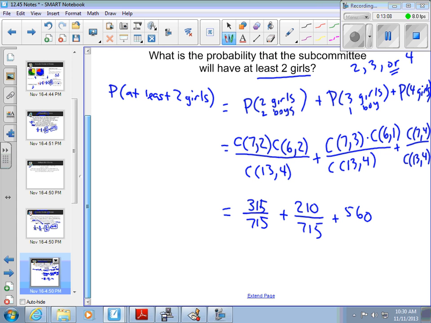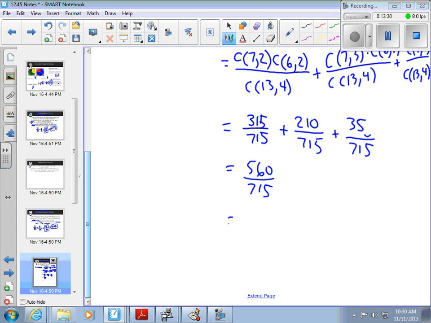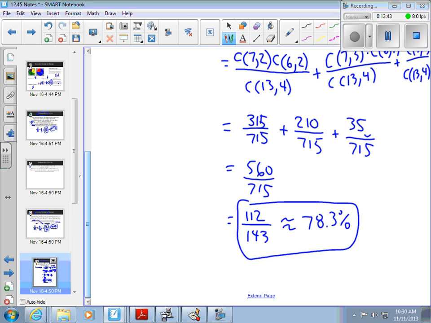I'm sorry, the last one's 35 out of 715. This is a combinations one, and since it's an OR problem, we've got a common denominator here, so we can add all these up. And if you add them all up, you do get 560 out of 715. Now, if you try to simplify, this one does simplify down to 112 chances out of 143, or about a 78.3% chance. So, pretty good chance that at least 2 girls end up on this committee.